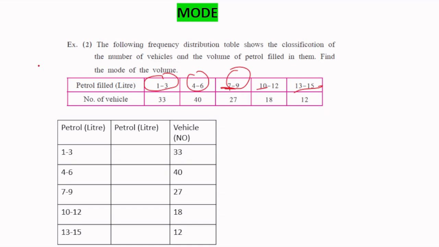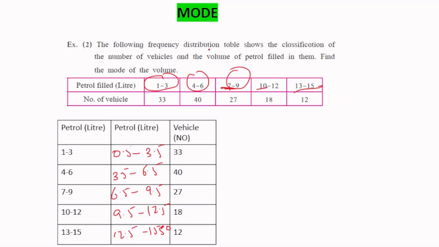Just subtract 0.5 from the lower limit and add 0.5 to the upper limit to get the proper class interval. For example, here 1 to 3. Subtract 0.5 from 1, so it will be 0.5, and add 0.5 to the upper limit, so 3.5. So next your start will be 3.5 to 6.5. Follow the same practice for all the class intervals. That is what you have to do in this kind of question. Frequency you write as it is, no difference.